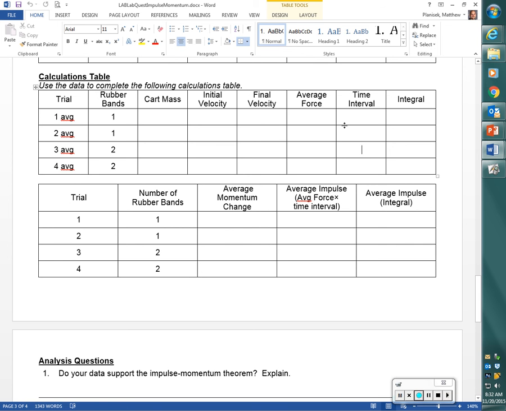But then the time interval does what? Time interval should do what? Inversely. It should get shorter, right? That inverse relationship, because in trial 1 and trial 3, you had the same cart doing the same thing. It went and came back, all right? So those are the kind of things that it's asking you to analyze in the analysis questions on the back page, okay? Good there?